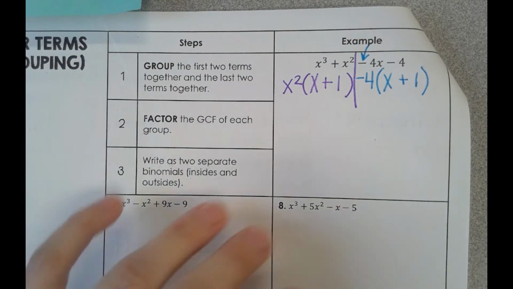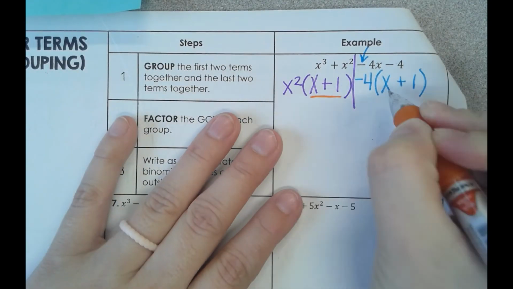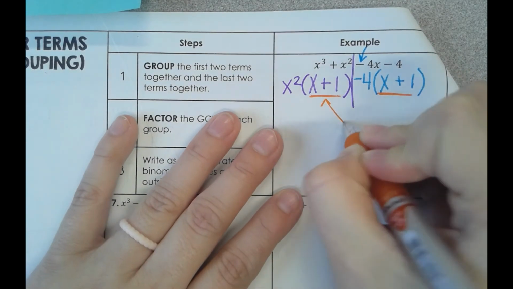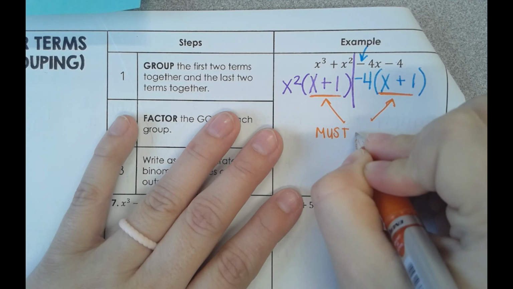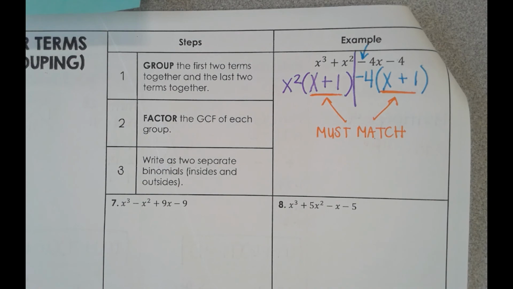If you do it correctly, then what's in the parentheses is matching. It must match what's in the parentheses. If they are not identical, then you messed it up somewhere.